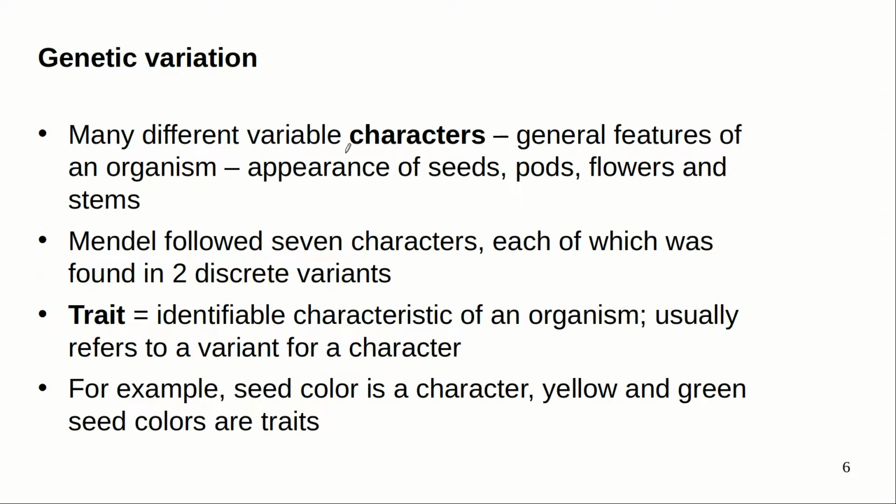Now we need to know what a character is. A character is like eye color. Now a trait is going to be blue eyes if the character is eye color. So you can have multiple traits for the same character. So characters would be things like eye color, hair color, height, weight, and then the traits would be the individual versions of the characters that you got.